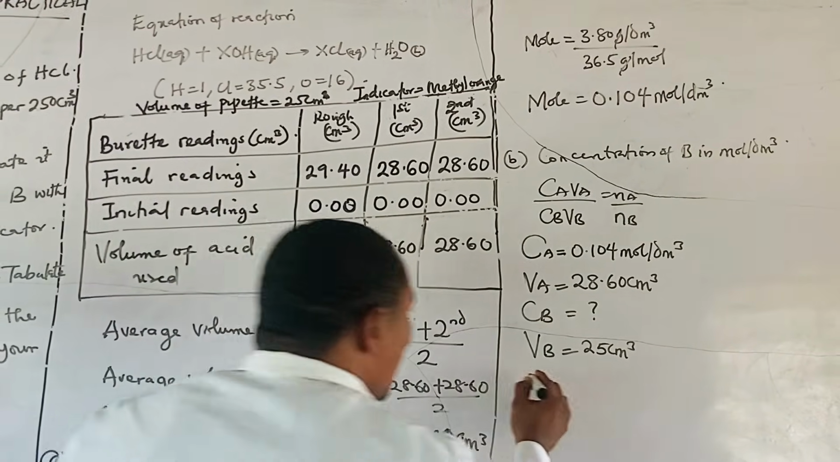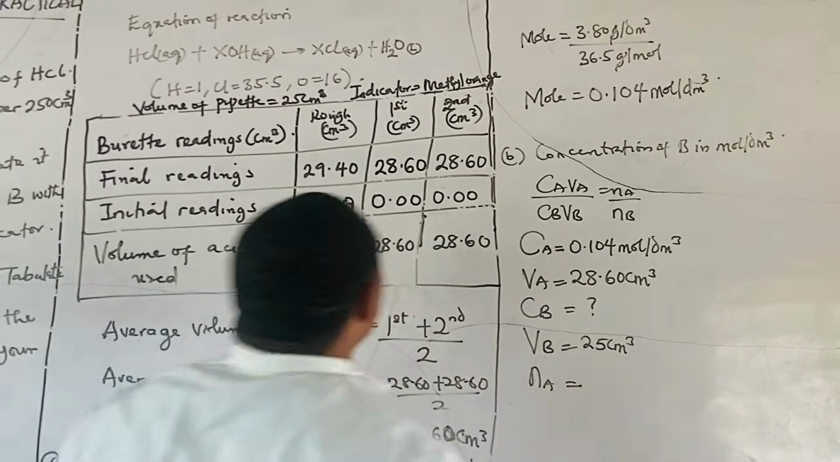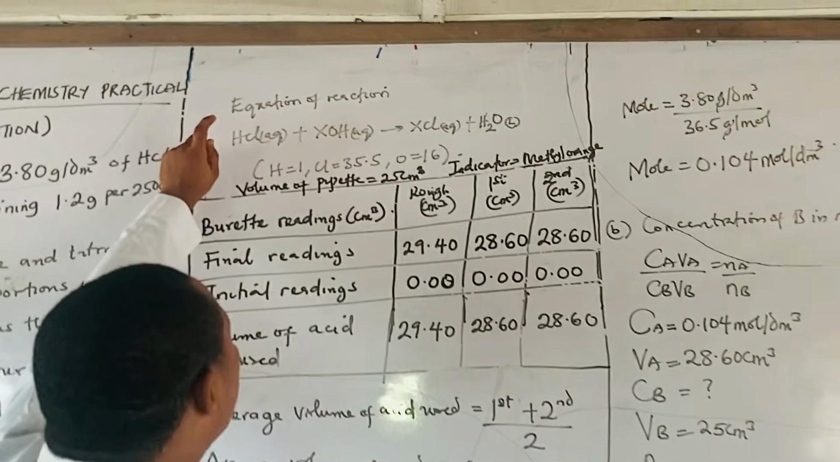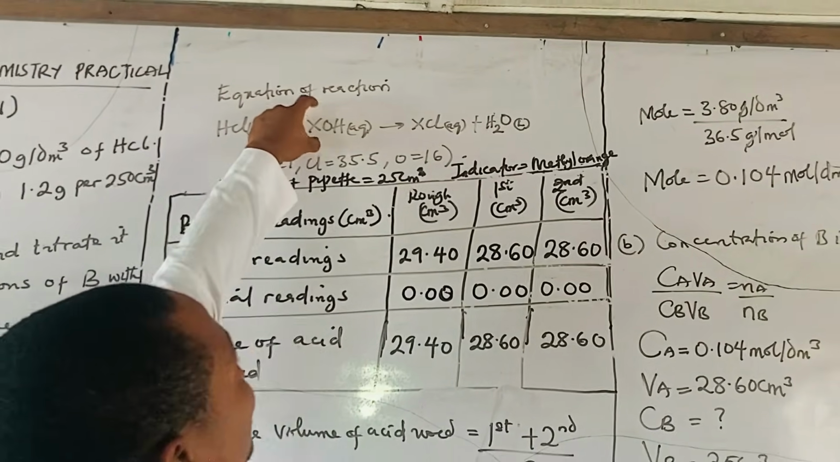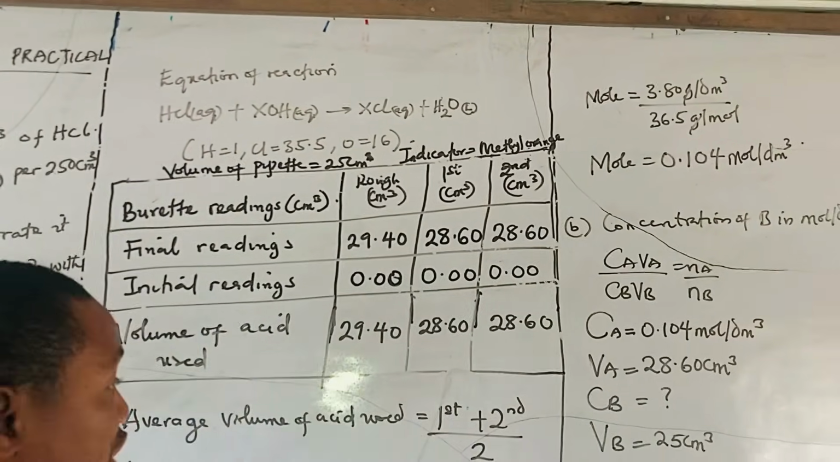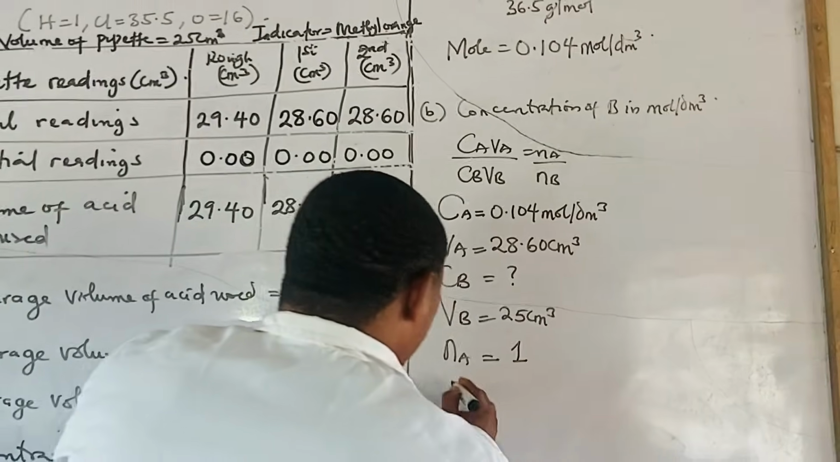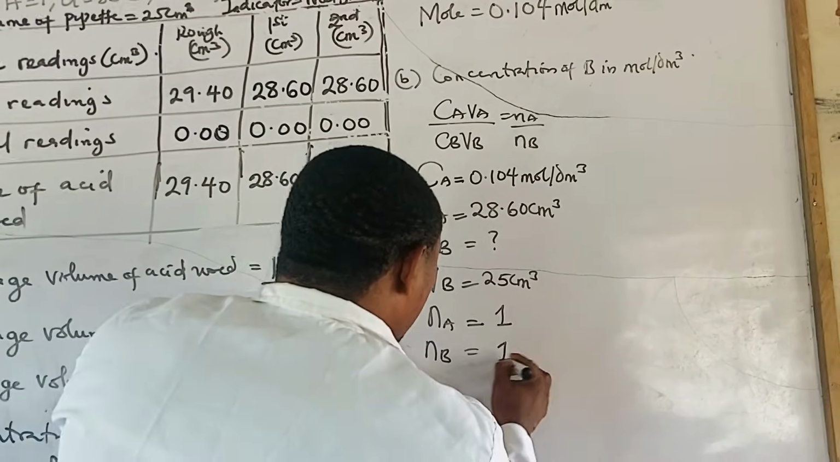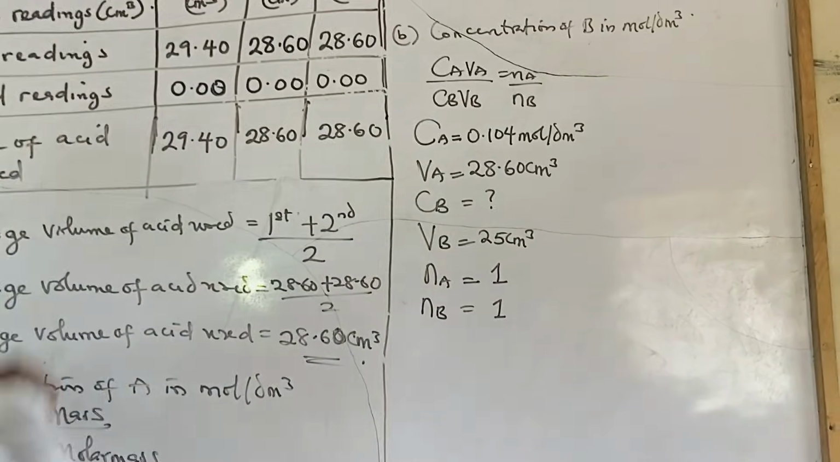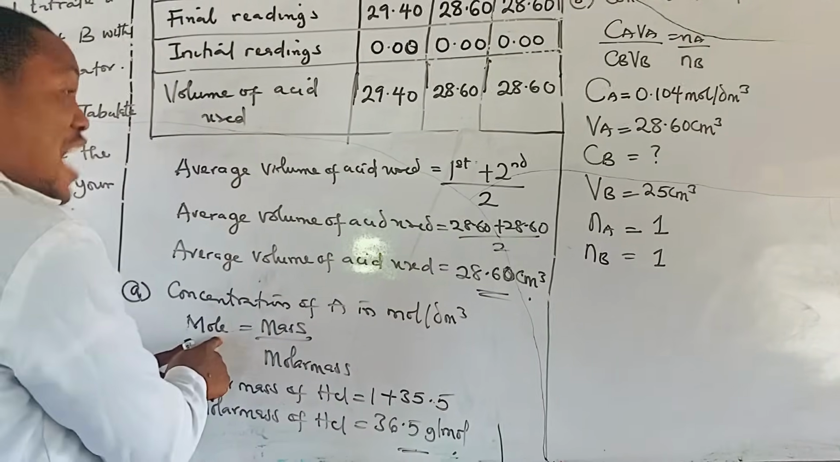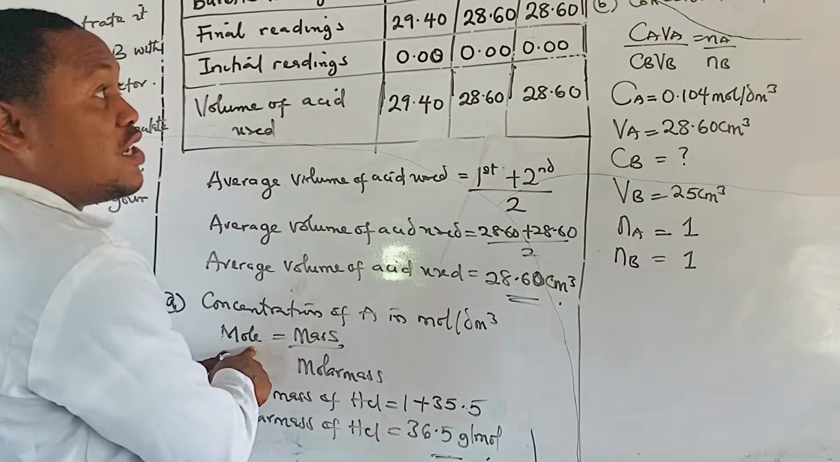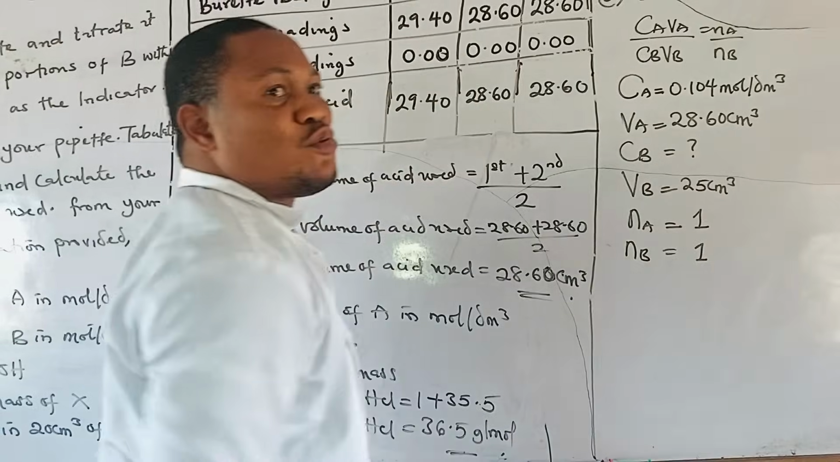Very correct. In the equation of reaction, if you look at the acid, 1 mole of HCl reacts with 1 mole of the base that we don't actually know. So we have 1, then our nB is 1. Very correct. So if this formula is not working for concentration in mole per dm cube, definitely this will work.